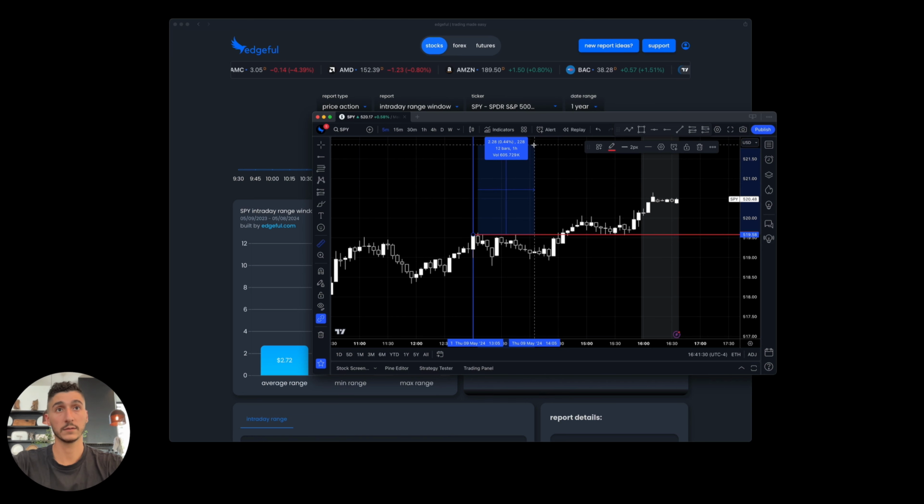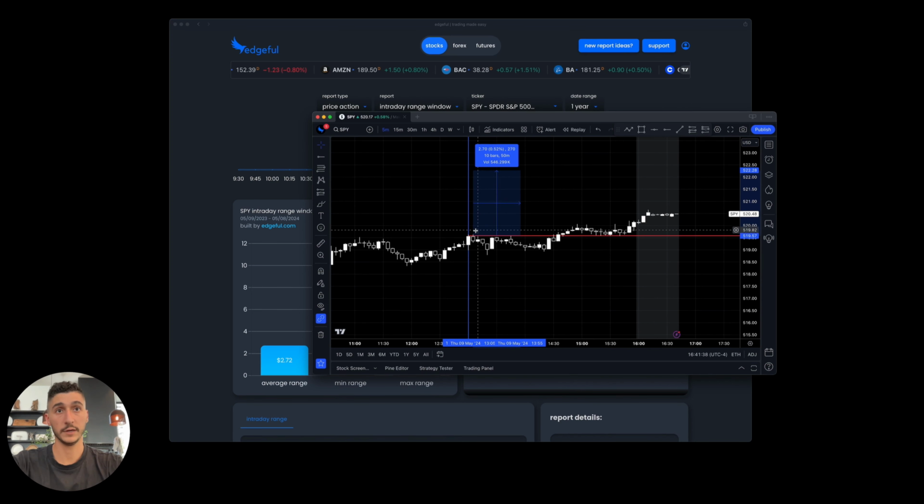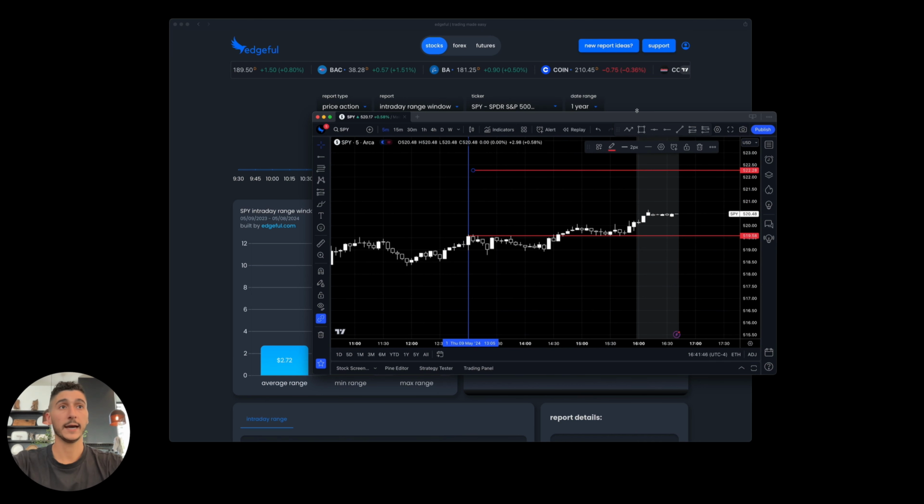So what that means is if I'm looking for strikes to sell, I want to sell strikes outside of $2.70. This is a $2.70 range to the upside. So assuming this continues up, I want to sell the strikes up here. I'm going to mark a line right here, and then I'm going to do $2.70 to the downside here.